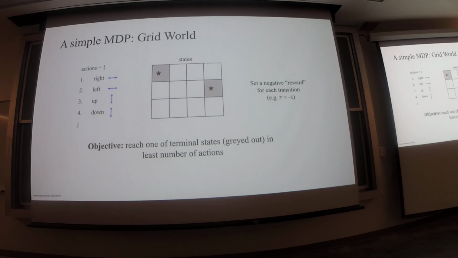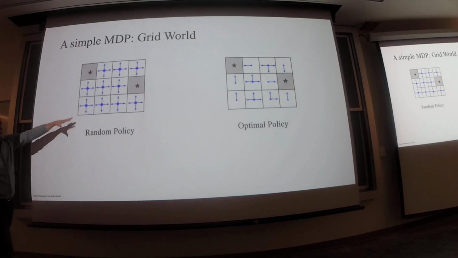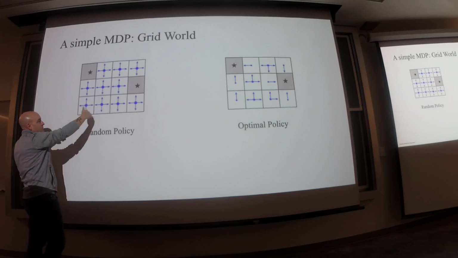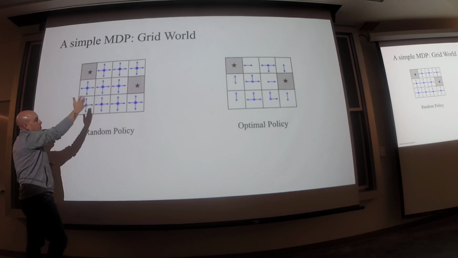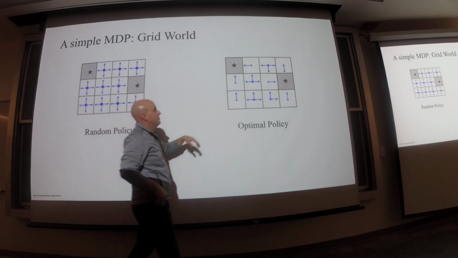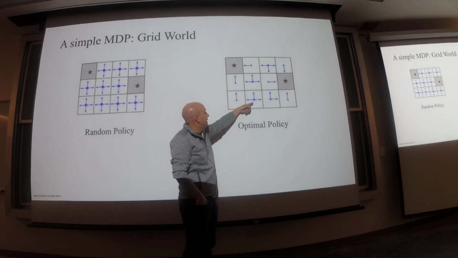So what are our actions in this? If we're in any state, any cell in that grid, we can go any direction. Again, the objective is to reach one of the terminal states in the least number of actions. If we set our policy so it randomly chooses any one of the directions uniformly, then this is what our world looks like. This is what our policy looks like. We just go anywhere.